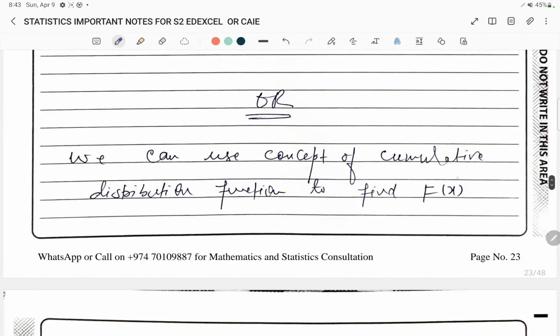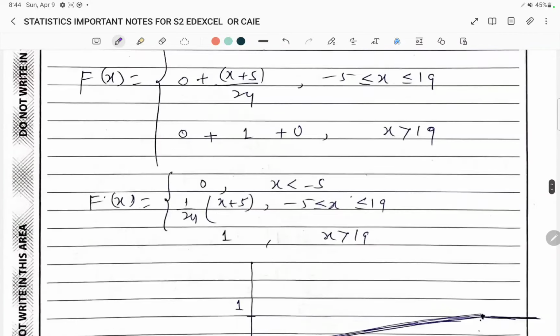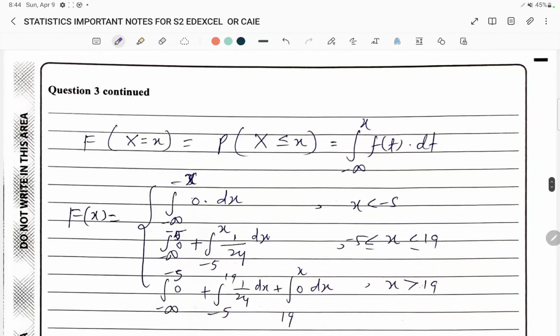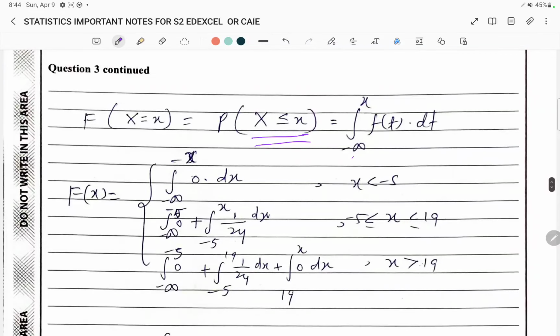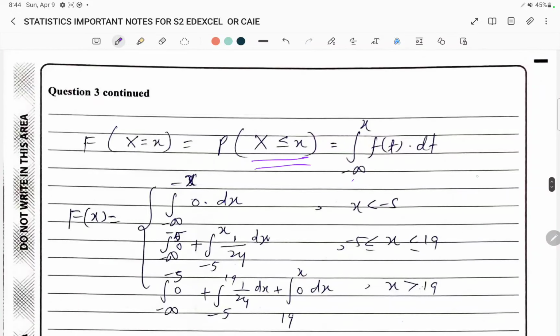Otherwise, we can use the concept of the cumulative distribution function to find F of x. That I also did, just for explanation. F of x equals P of X less than or equal to x, which is the integral from minus infinity to x of f of t dt. So when x is less than minus 5, nothing was there, right? Let me draw the same thing here: minus 5 and 19. Over here f of x is 1 over 24. So when x is less than minus 5, you have 0.